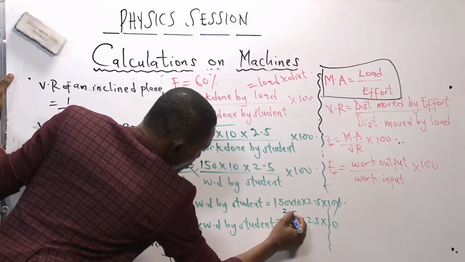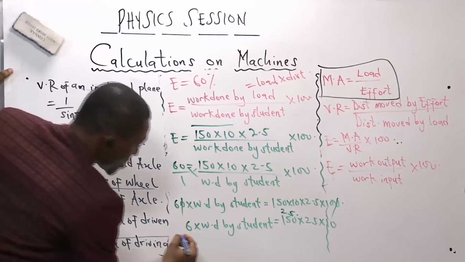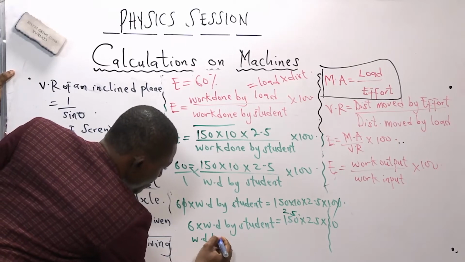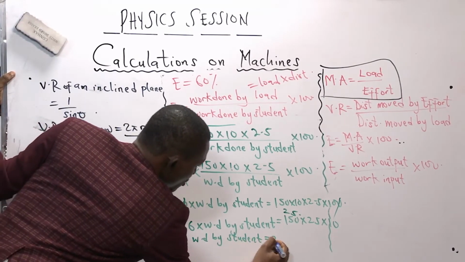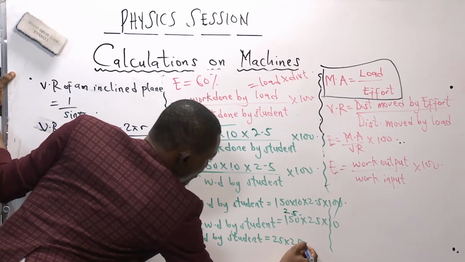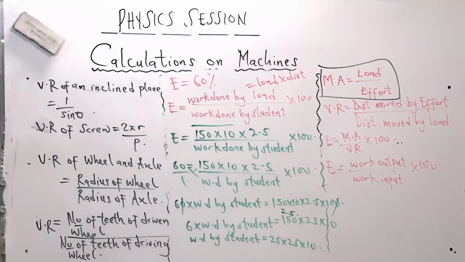Remember, 3 will be 25 in 25 times. And then the work done by the students will be 25 times 25 times what? Times 10. So I'm just trying to do everything without the use of a calculator.